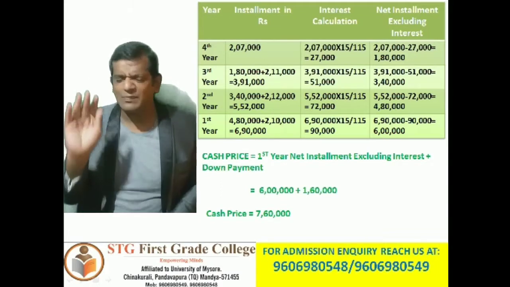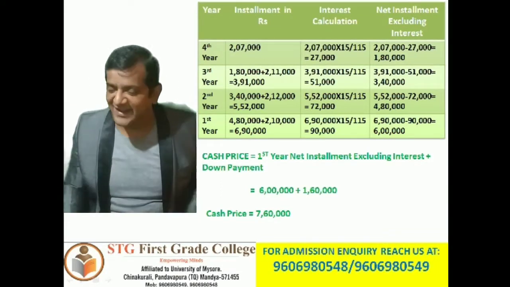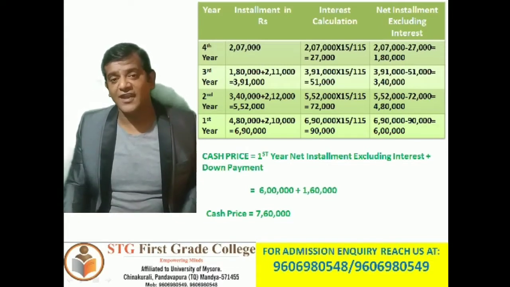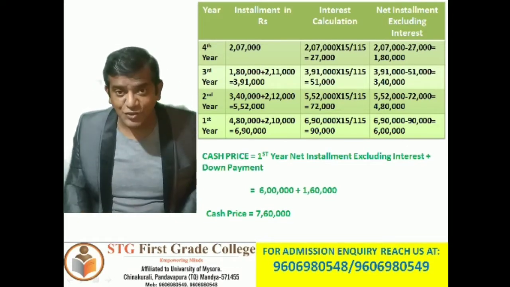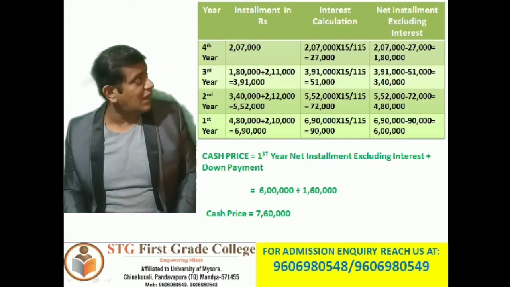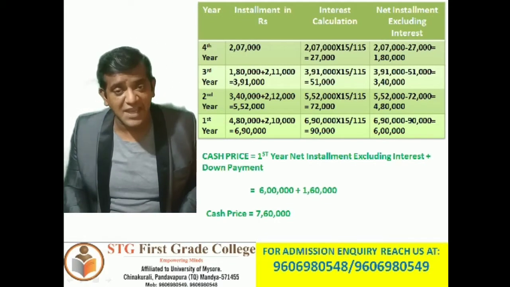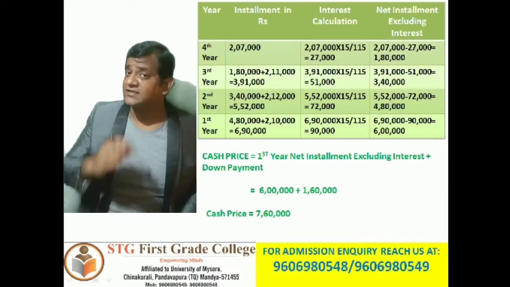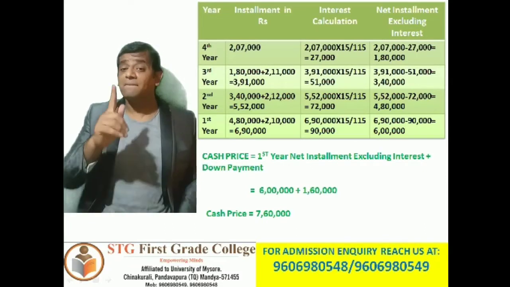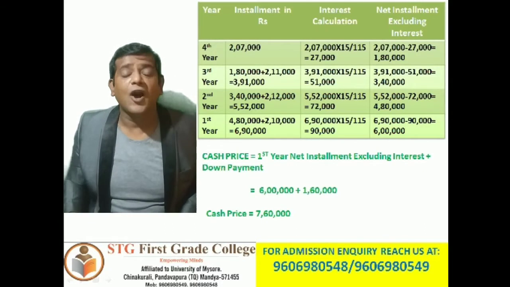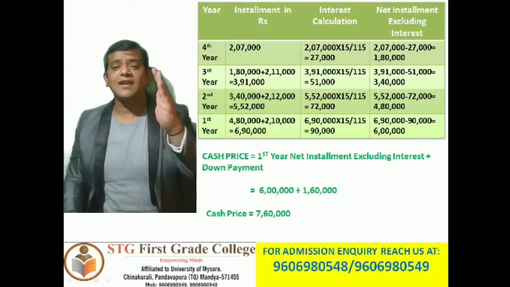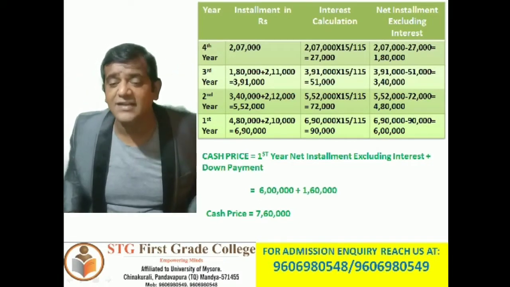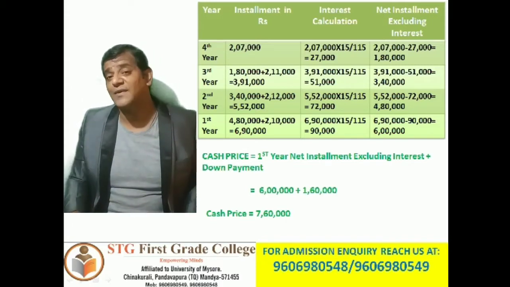So again, so simple, apply the formula 3,91,000 into 15 divided by 115. So you're going to get an interest amount of 51,000, which I have given here on the table. So 51,000 is the interest. Now deduct 3,91,000 minus 51,000. How much you are getting? Yes, absolutely correct. 3,40,000, which I have done. Clear? So 3rd year we are paying how much net installment?